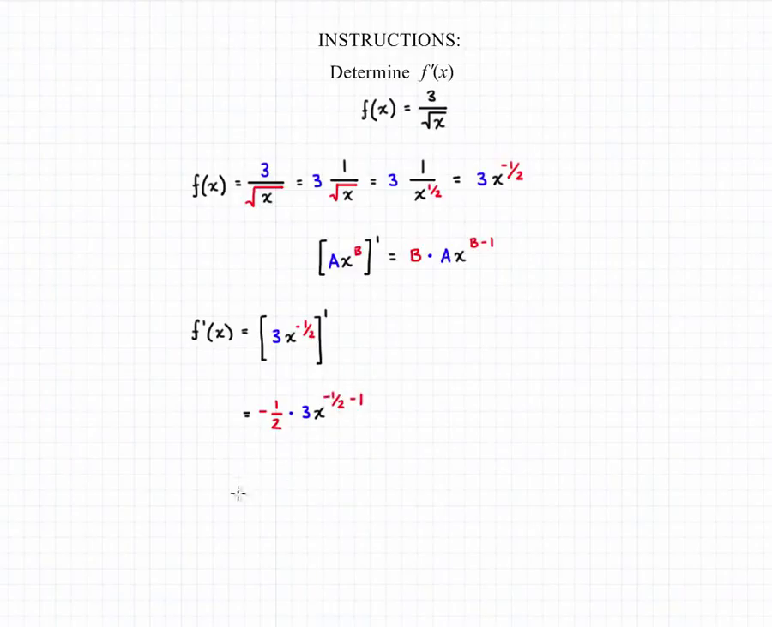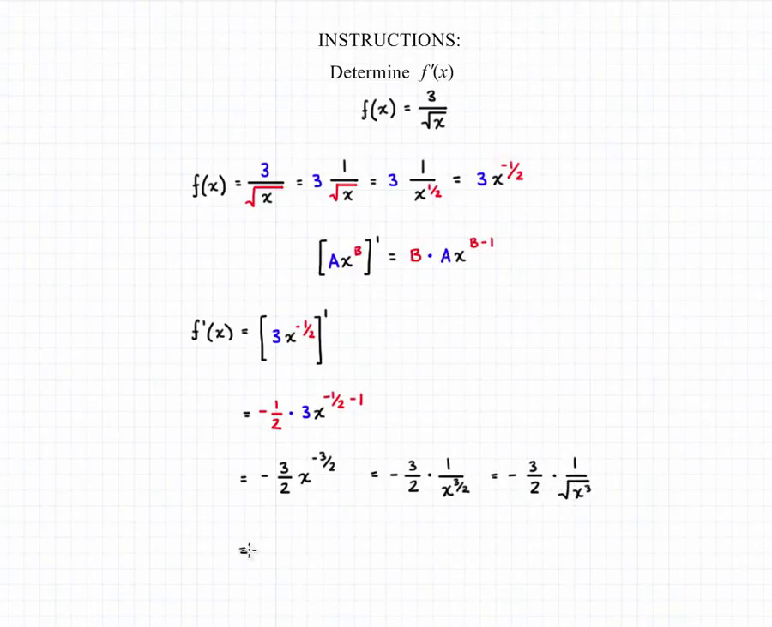And this gets a little tricky because we have a fraction and a double negative in the exponent. We'll end up with negative 3 over 2 x raised to the negative 3 over 2. We can rewrite this as negative 3 over 2 times 1 over x to the positive 3 over 2. And we can rewrite that as negative 3 over 2 times 1 over the square root of x cubed.